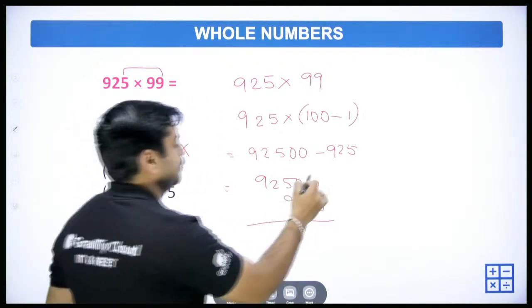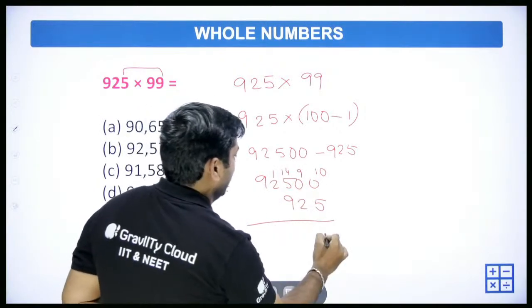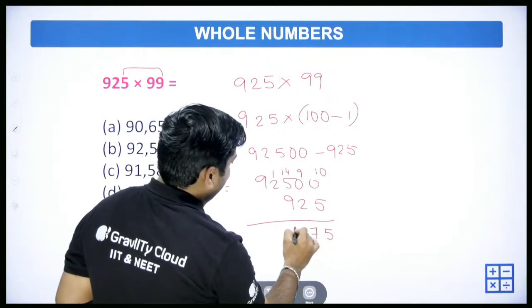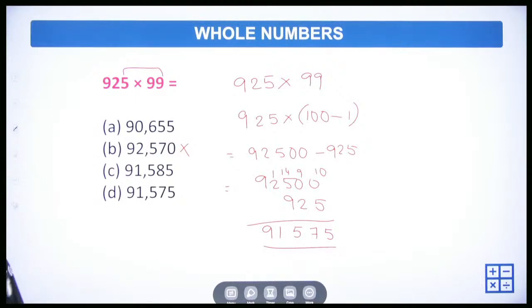Okay, so this is a 10. This is 9. This is 4 and 14. 1, so it will be 5. Then 7. Then again it is 5. 91, 91575. So do we have that option?